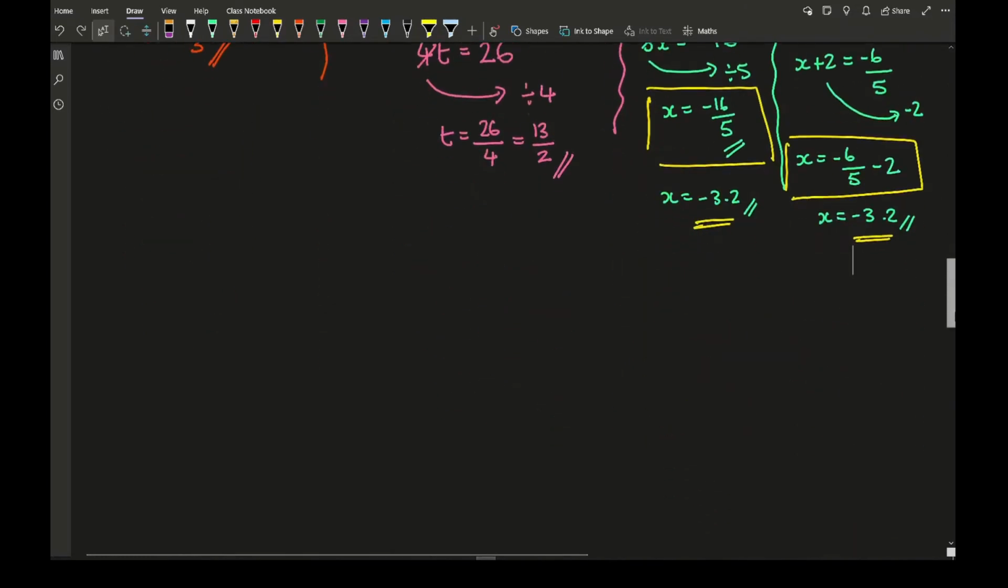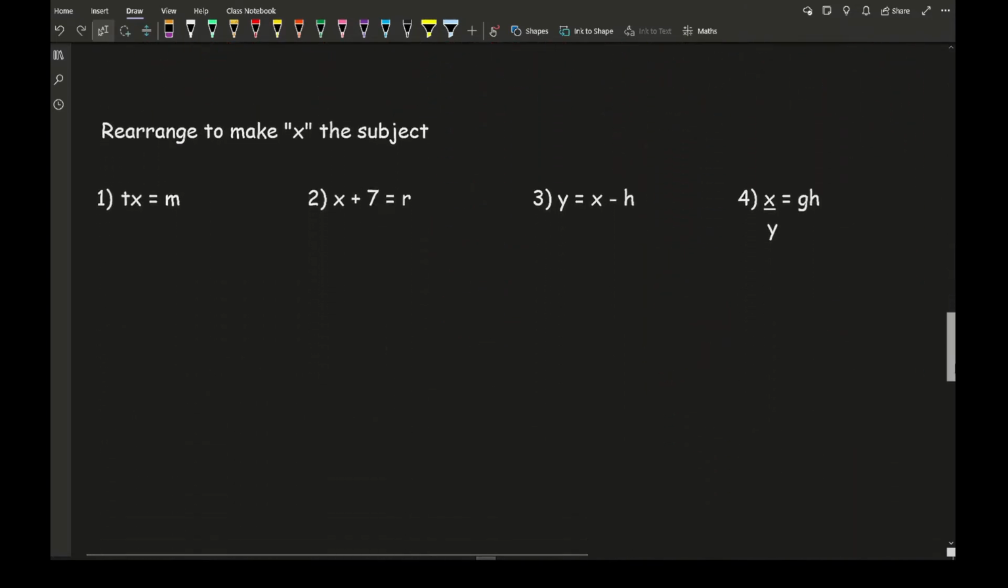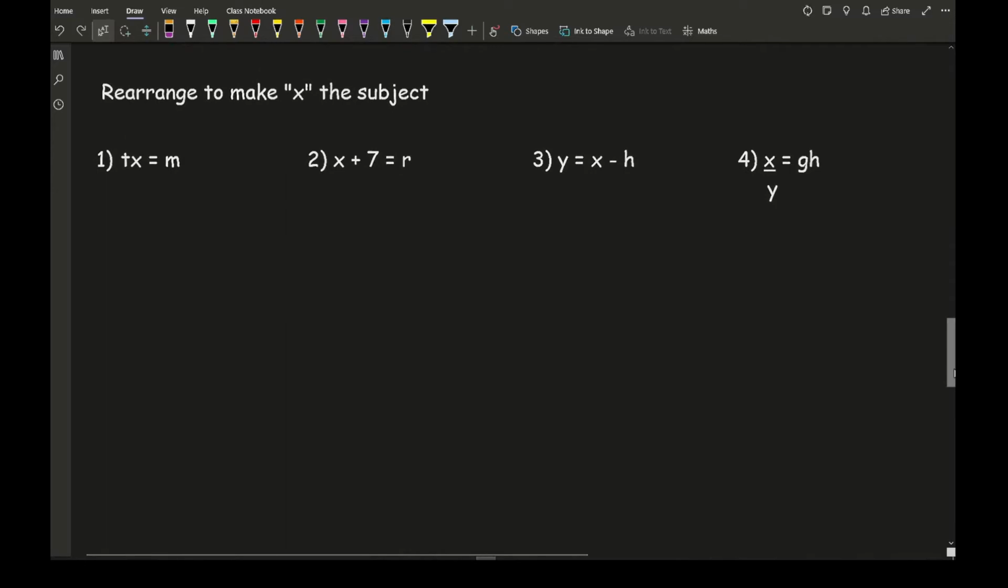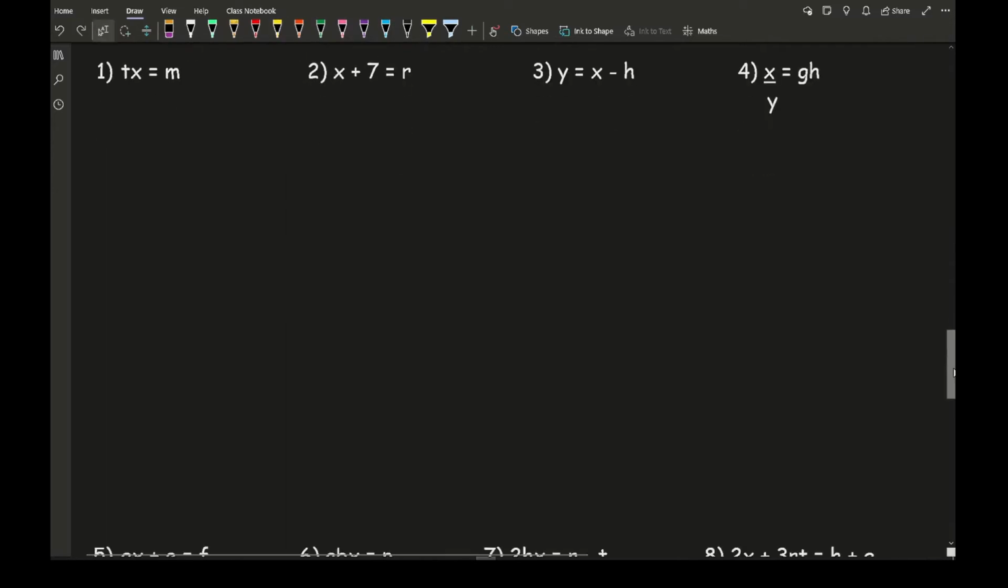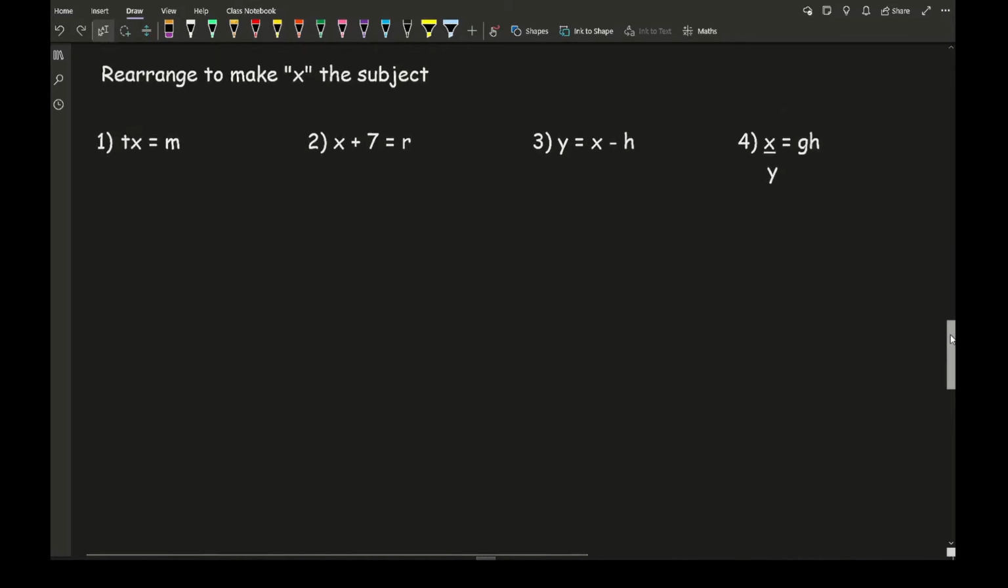So let's have a look at actually doing some basic rearranging. Looking at question 1, in example 1 I've got m as the subject, but I don't want m equals, I want x equals.